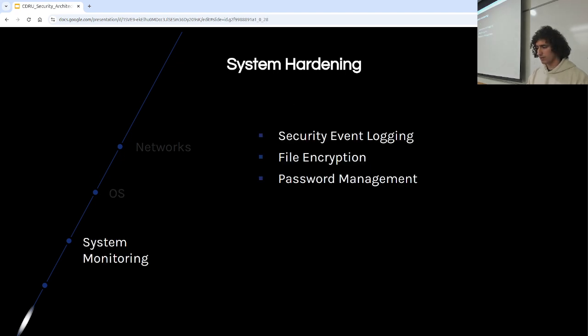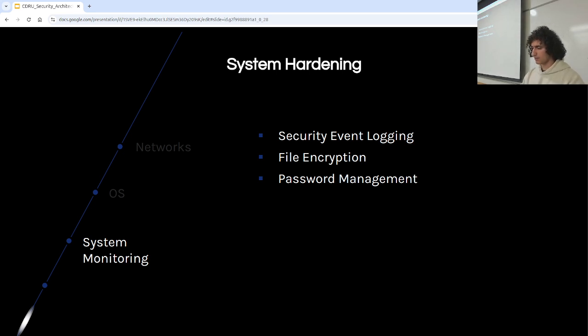And then finally, we're going to talk about system monitoring. This has to do with implementing good logging and good detection. This is kind of a more proactive measure, but if something does go wrong or we are attacked, we want to know exactly what went wrong and what steps we can take to fix it, to make sure that that attack vector is closed for next time.